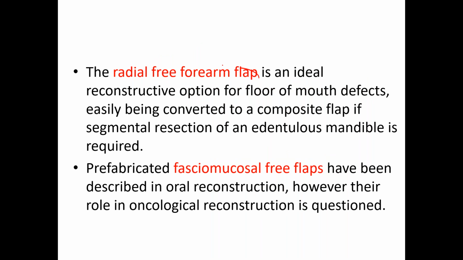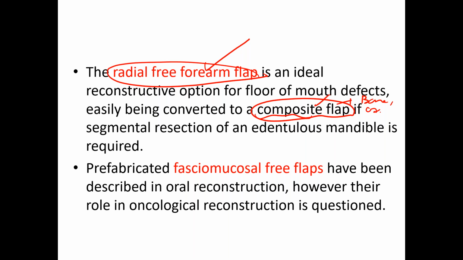So what are the things that can be done? A radial forearm free flap can be done. If needed, it can become a composite flap, like bone and cartilage can also be added. A prefabricated fascio-mucosal free flap can also be used.